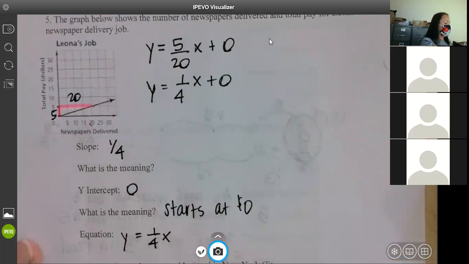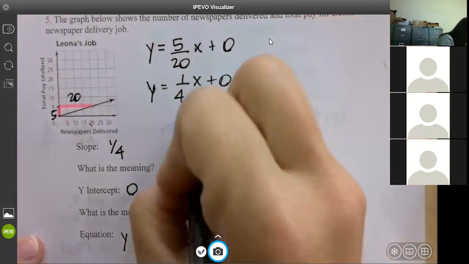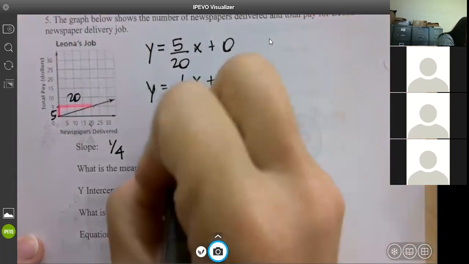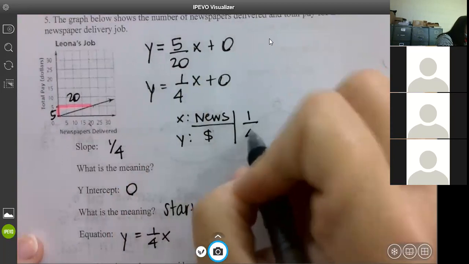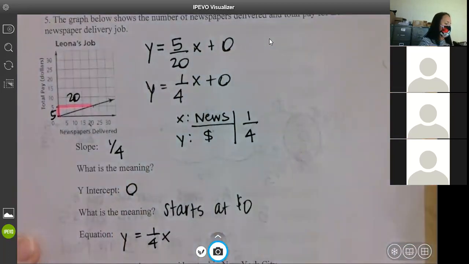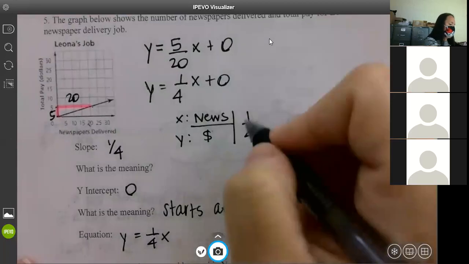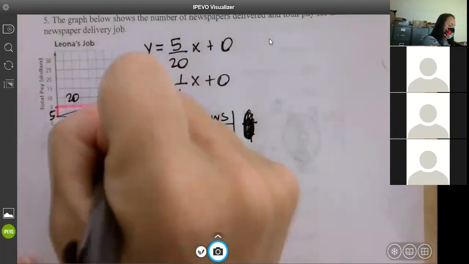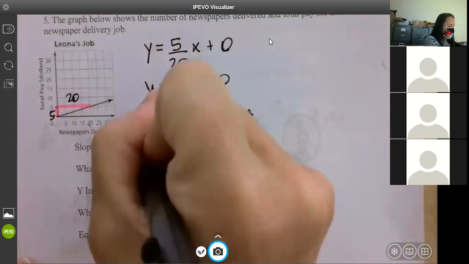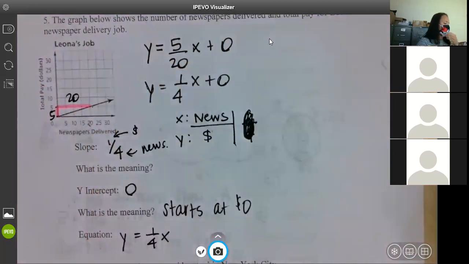Okay, so that means for every, let's look at this, your X is newspapers, your Y is money, here's your slope. Sorry, do it the other way. Change in Y over the change in X. So this means this is money, this is newspapers. So what does that mean? What does she get paid? What's her pay rate? $1 every 4.